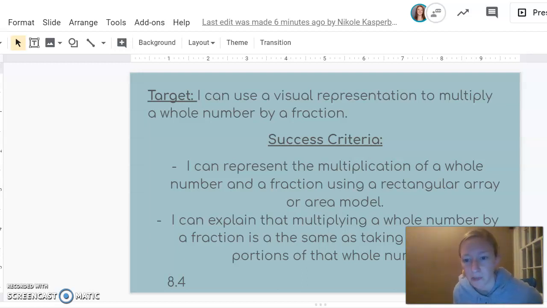I can explain that multiplying a whole number by a fraction is the same as taking a number or portion of that number. So kind of what we've been talking about in the past, when I say 1/4 of 15, I'm really talking about if I take 15, I know I didn't choose numbers that were easily divided, but if I take 15 and divide it into 4 different groups, that's basically what it's saying.